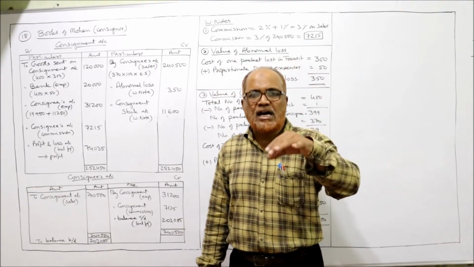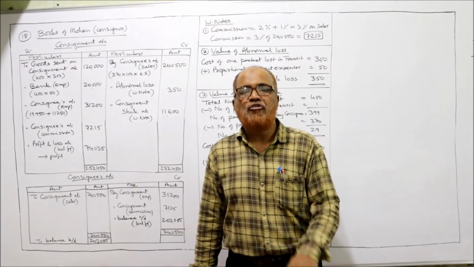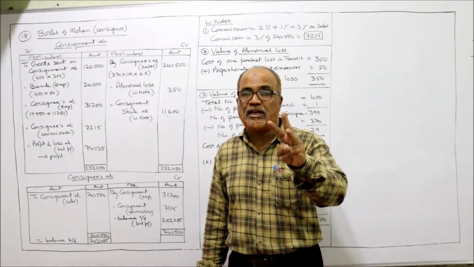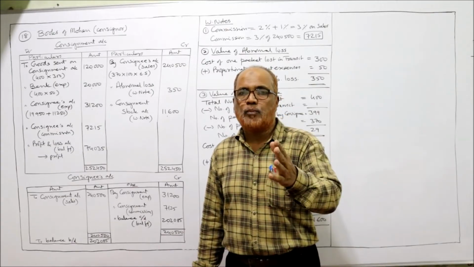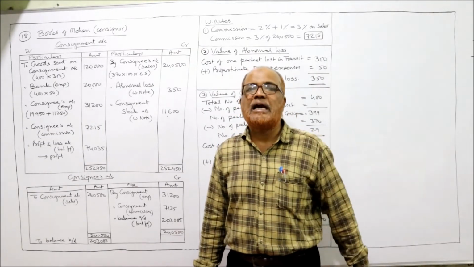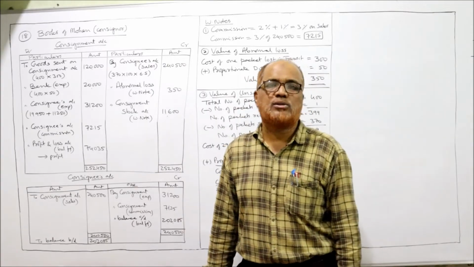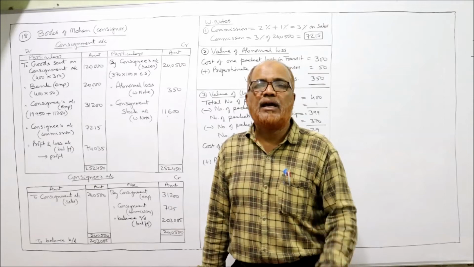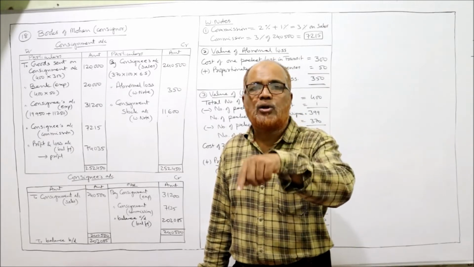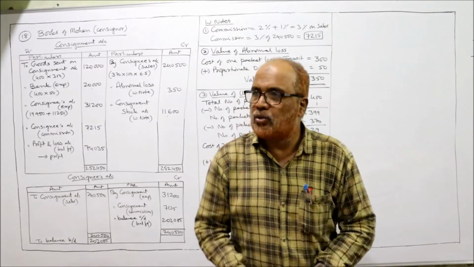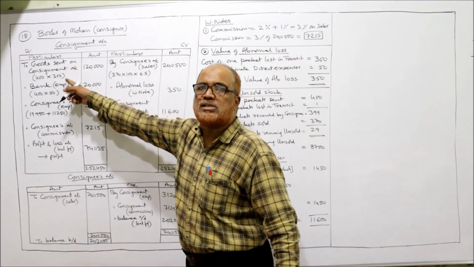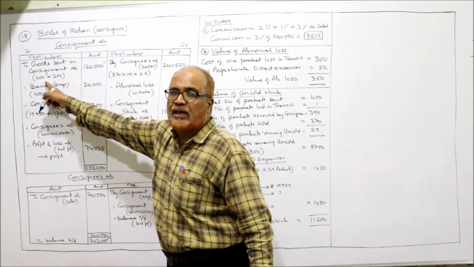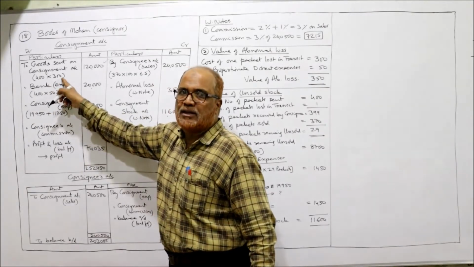First of all, the consignor Mohan has sent 400 packets, each packet 300 rupees. So 400 into 300, 1,20,000. When goods are sent by the consignor to the consignee, the entry will be consignment account debit to goods sent on consignment. So consignment account debit side to goods sent on consignment, 1,20,000. 400 packets, each packet cost price 300.